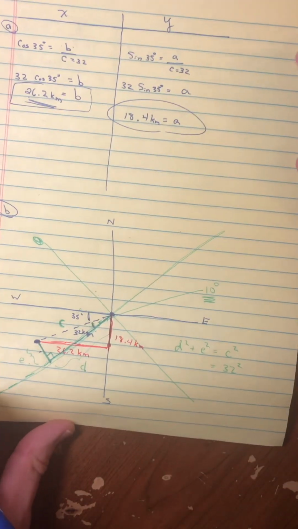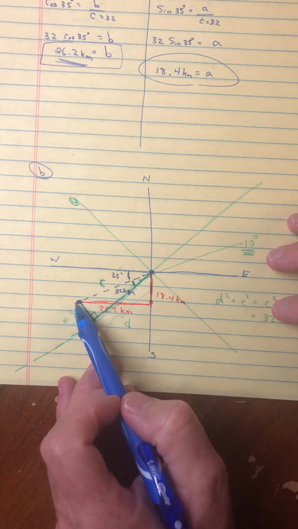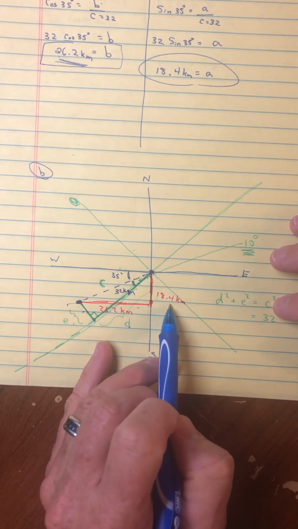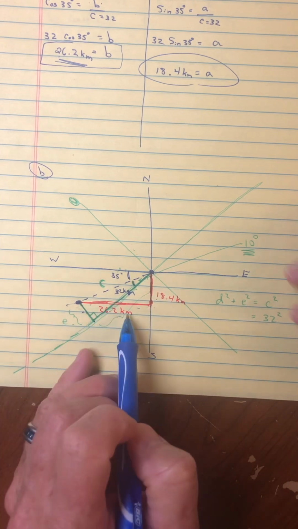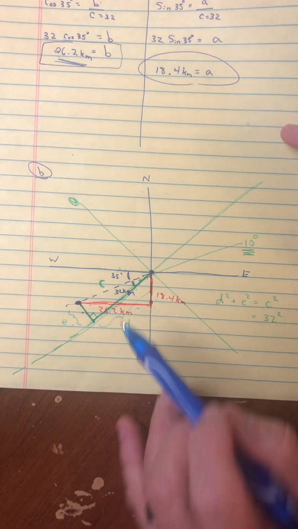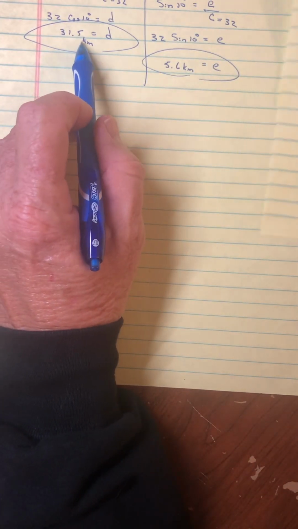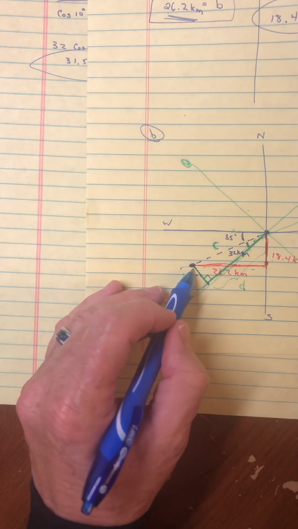So again, just to make sense out of this, hopefully you see that the pilot has a bunch of options of how to get there. The straight line shot is the 32 kilometers. The south and then west is the 18.4 south, and then the 26.2 west. But this last one is giving us another option where we can fly south of west for 31.5 kilometers and then turn and go west of north for 5.6 kilometers. All right. Hope that helped. Bye now.